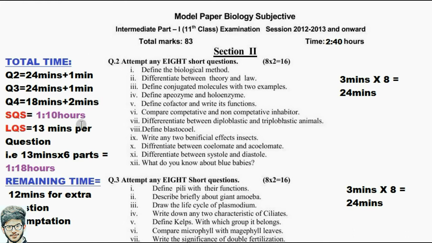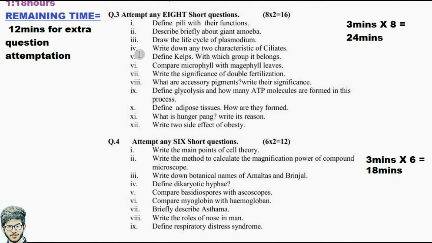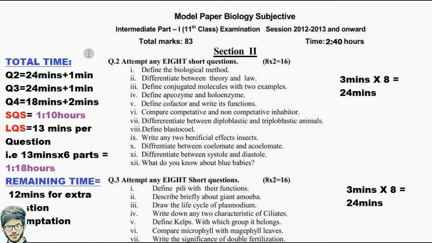So basically short questions you have to do in 1 hour and 10 minutes, and for long questions, there are 3 questions each carrying 2 parts, so 6 parts of long questions. You can solve each in 13 minutes, so you have 1 hour and 18 minutes for long questions. There is a remaining time of 12 minutes for extra questions, or if you are a slow writer, you can complete your paper in this and leave the extra questions.